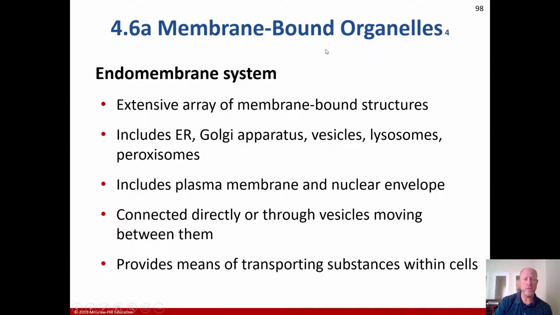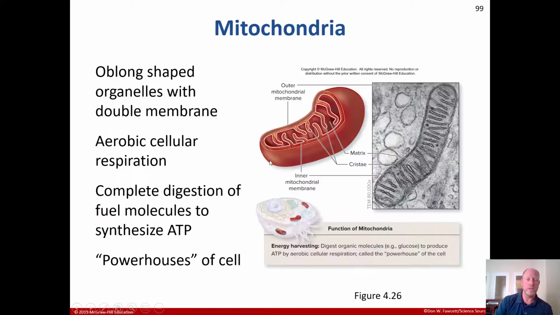As far as the membrane-bound organelles go, the endomembrane system is an extensive array of membrane-bound structures. It includes the ER, the Golgi apparatus, vesicles, lysosomes, and peroxisomes. It includes the plasma membrane and the nuclear envelope, connected directly or through the vesicles moving between them. And it provides a means of transporting substances within the cells.